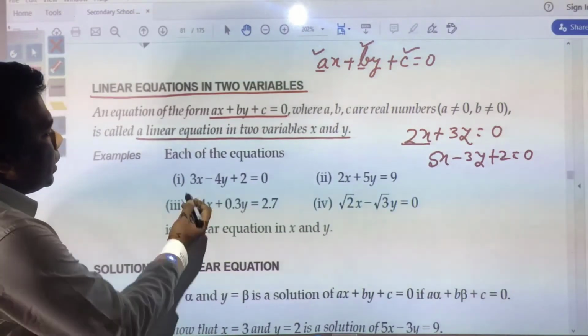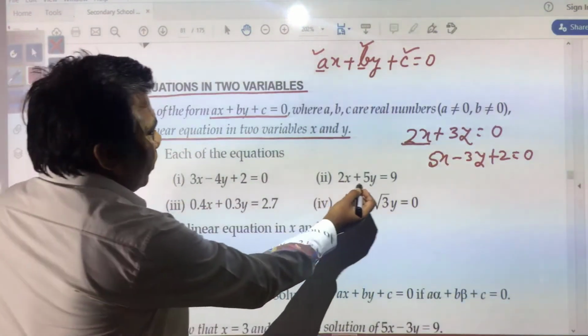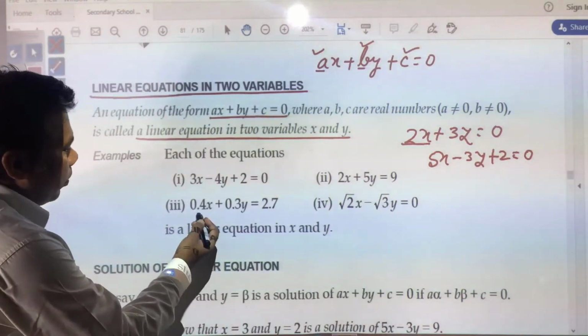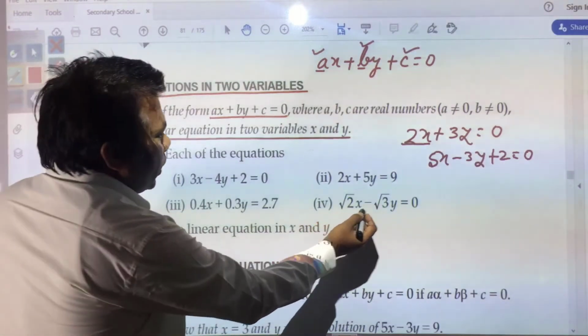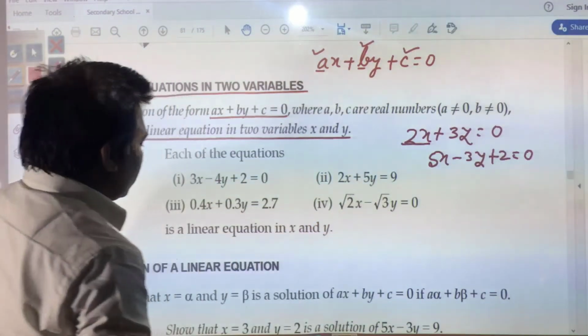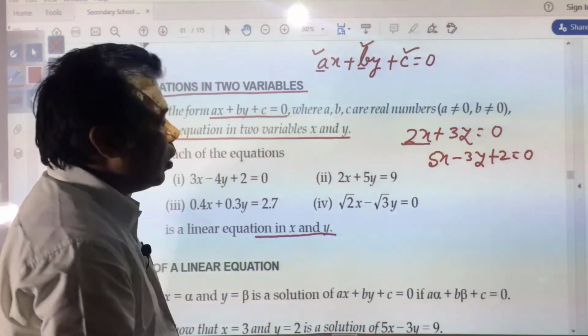Each of the equations, here you see 3x minus 4y plus 2 is equal to 0, 2x plus 5y is equal to 9, 0.4x plus 0.3y is equal to 2.7, root 2x minus root 3y is equal to 0, is a linear equation in x and y.